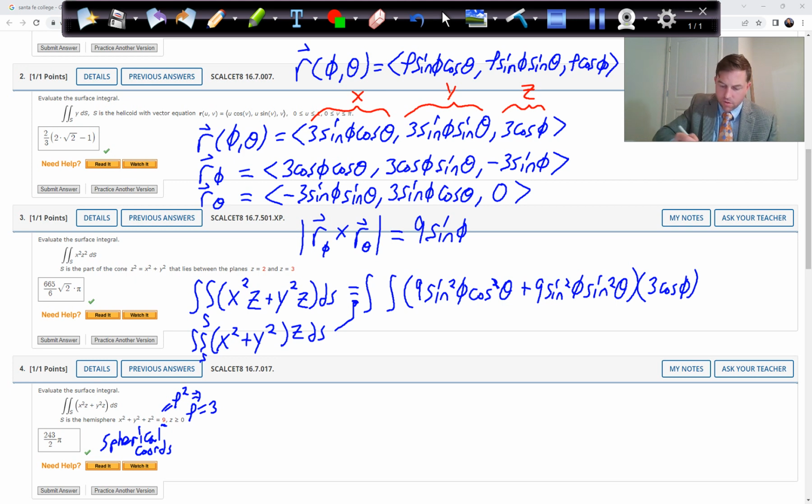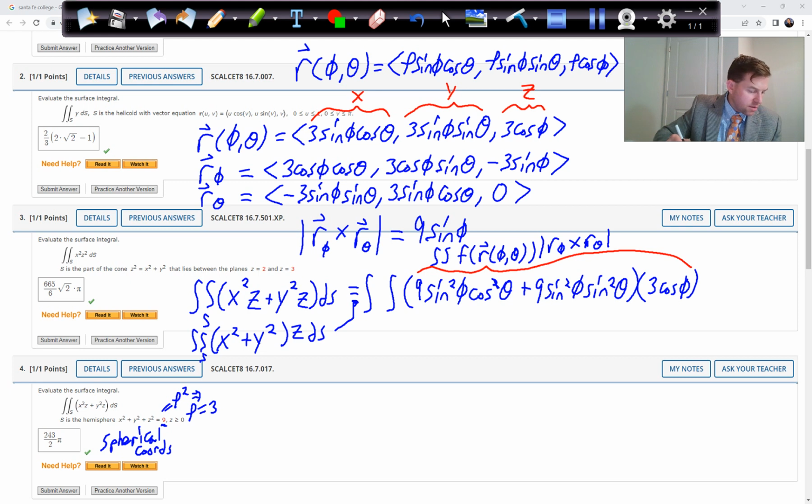So what we're doing here is we're writing the double integral of the function in terms of the radius vector of phi and theta, which is all this stuff. So everything I just wrote is just that part. Then it's still times r phi cross r theta. And then in spherical coordinates, we pick up a d phi d theta.